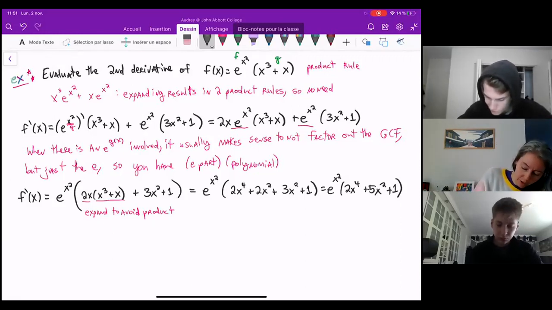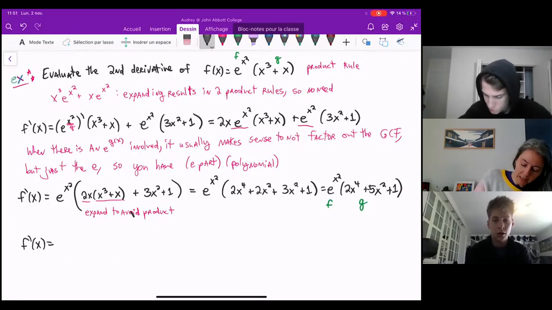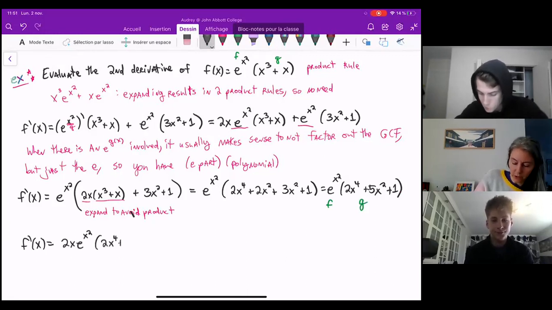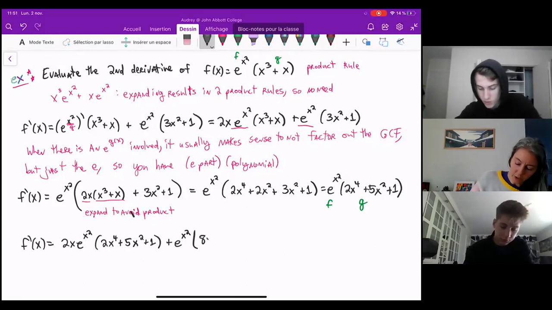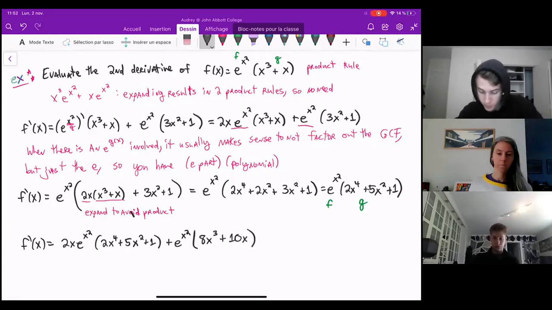So now f prime of x is equal to, I'm just doing my one product rule, fg. 2x e to the x squared, we already found that, times 2x to the fourth plus 5x squared plus 1, plus e to the x squared times 8x cubed plus 10x. And that's my final answer.